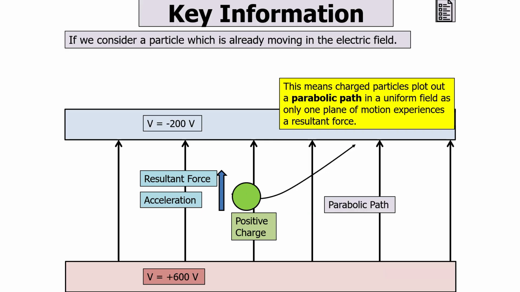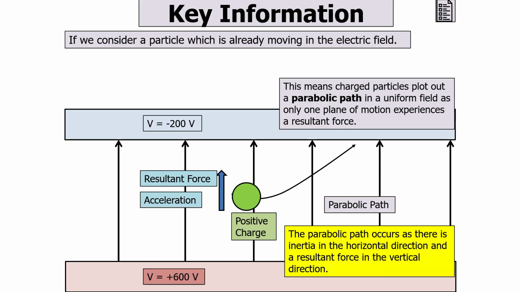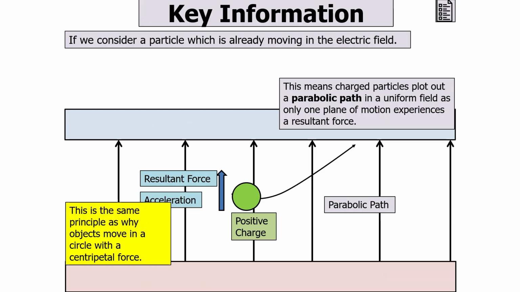So this means that the charged particles plot out a parabolic path in a uniform field, as only one plane of motion experiences a resultant force. Now the parabolic path occurs as there's inertia in the horizontal direction and a resultant force in the vertical direction. This is the same principle as to why objects move in a circle with a centripetal force.